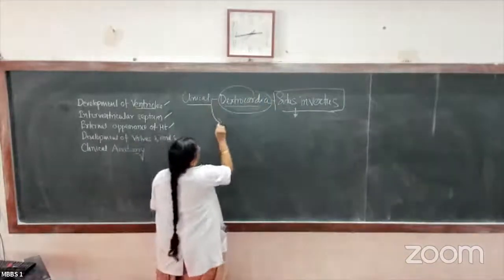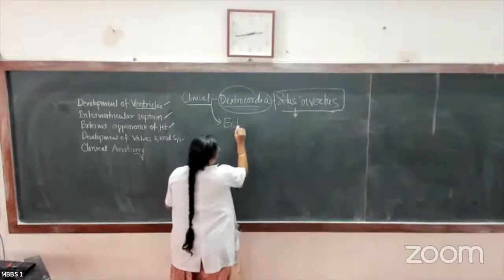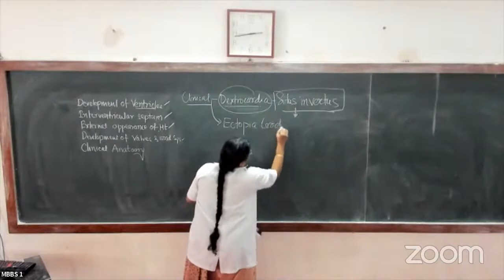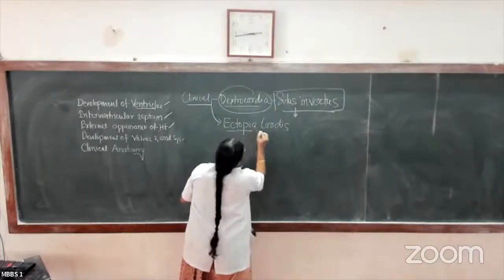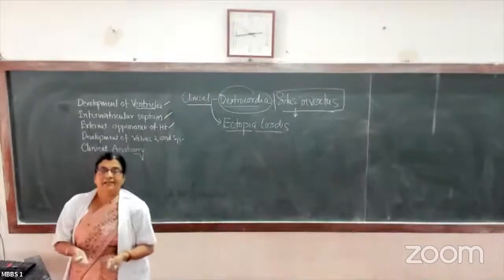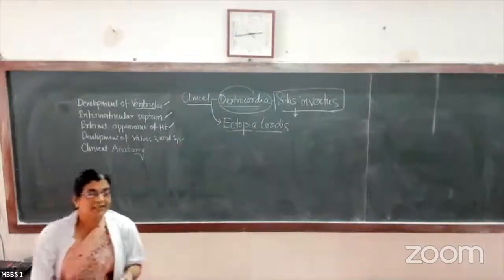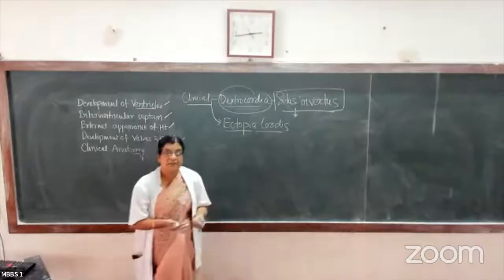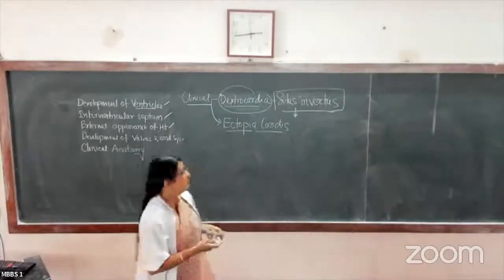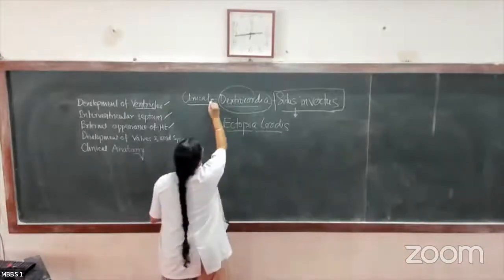Second, you should know is ectopia cordis. In this condition, the heart is exposed outside on the anterior aspect because there is a defective development of sternum and anterior thoracic wall, and so the heart is exposed to the environment.